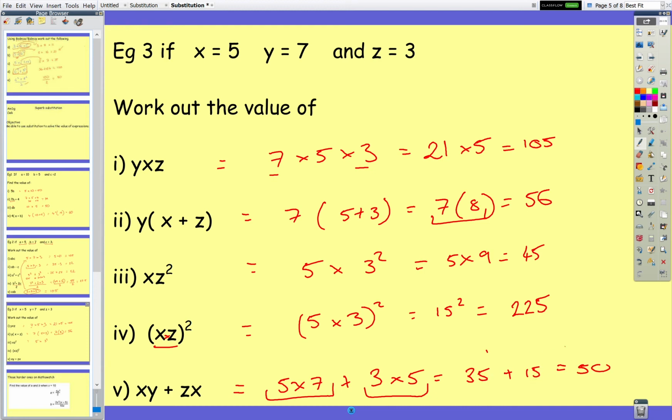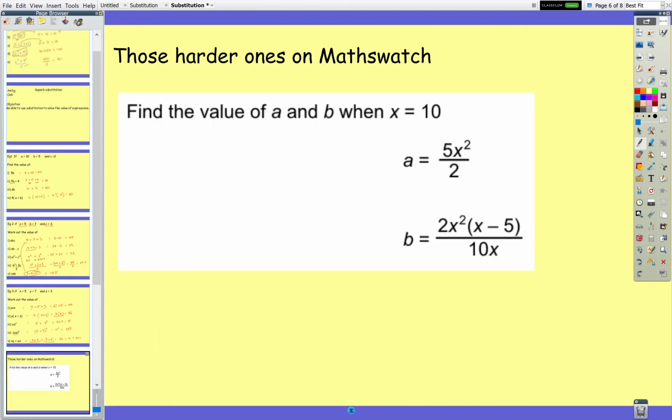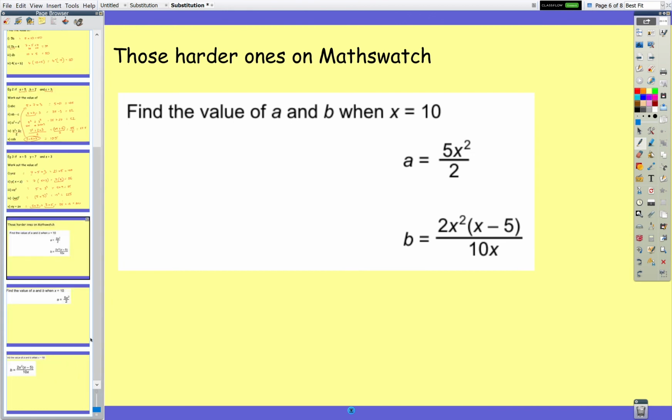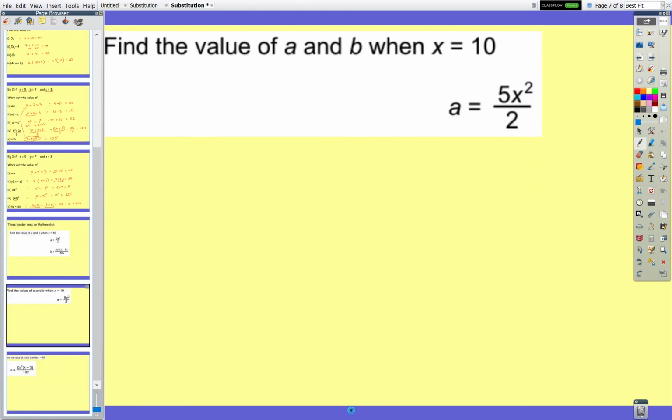Hopefully that's helped a little bit. If you haven't tried the Maths Watch, I suggest you do the Maths Watch now. However, if you have done the Maths Watch, these are the questions which people are getting stuck on. I think off the top of my head it's question 6. So let's have a look at the first one together.